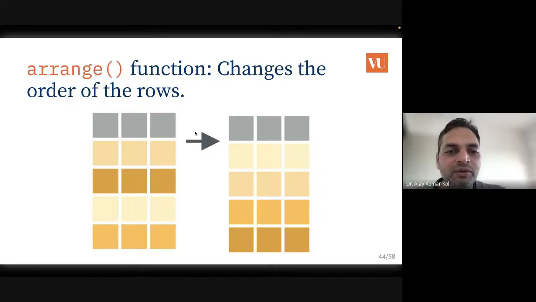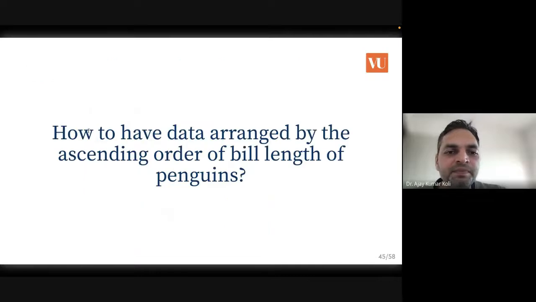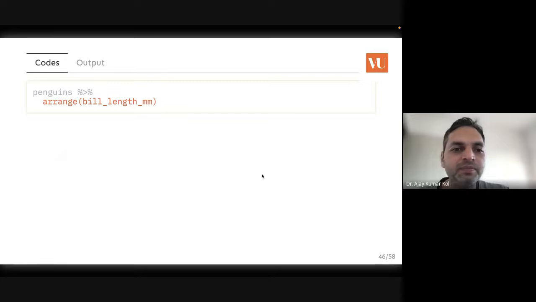Let's say our data is like this, and you say arrange according to one particular value, and your whole data will be arranged in a particular order. So let's see how to get data arranged by the ascending order of the bill length of the penguins. We want the whole data arranged as per the ascending order of the bill length, right? So data penguin, then the arrange function, then arrange everything, bill length. That's it.